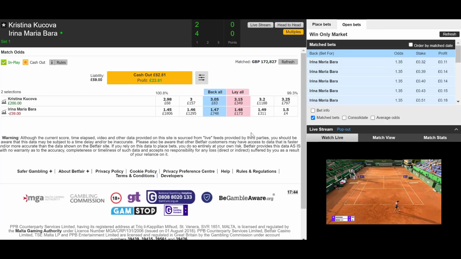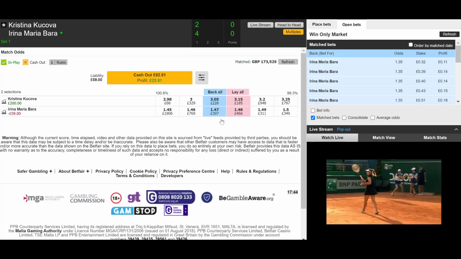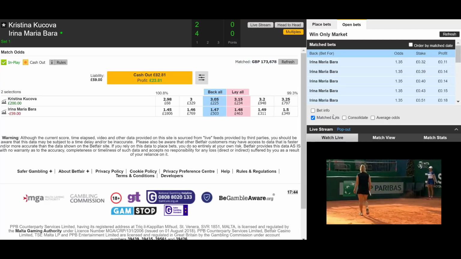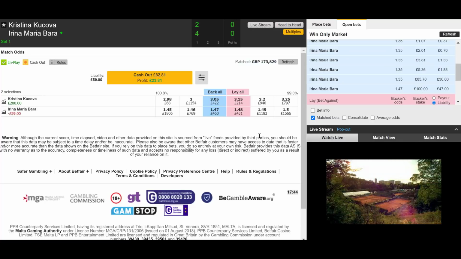So Kukova's serving much better now. She's just won her service game, so the gap has been closed now to 4-2. And so look, we've now backed her at 1.35 and 1.47, £100 each. Now look at the cash out. You can start to see some green shoots.